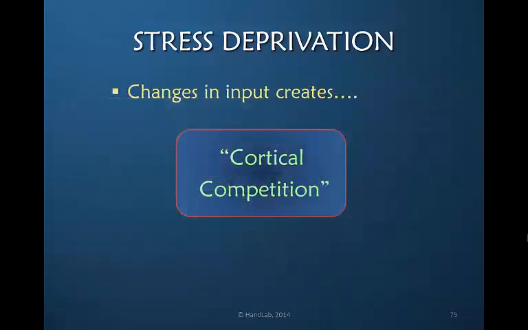Changes in input creates what is called cortical competition. In other words, the normal uninjured hand would have a specific representation based on use by the individual. And after injury, when part of that is removed, there's competition for the remaining space.